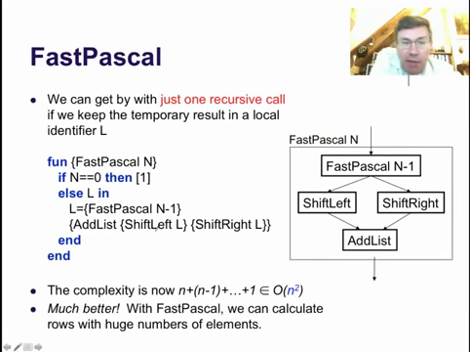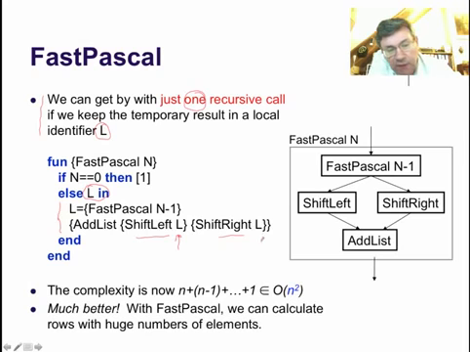Let's see if we can do better than that. In fact, we can do much better. We can get by with just 1 recursive call instead of 2 if we keep the result in a local identifier L. So we have L declared here. L is equal to Pascal n minus 1. And then we do the shift left, shift right, giving L as an argument to both.